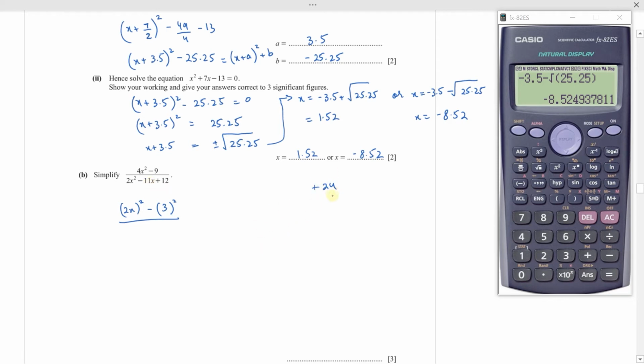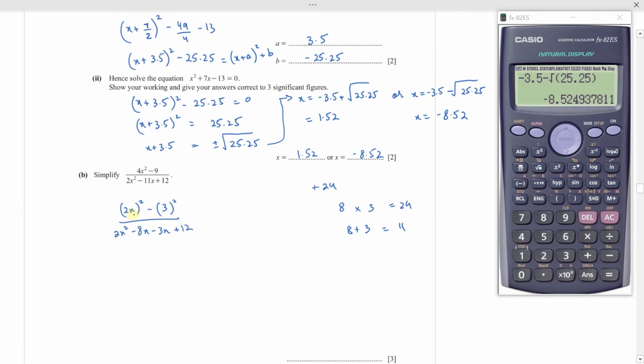So I need factors that sum up to 11. So 8 and 3 are the two factors. If you multiply them, you get 24, and if you add them, you get 11. Since this is negative, I will add them in the negative. So minus 8x minus 3x gives me minus 11x plus 12.